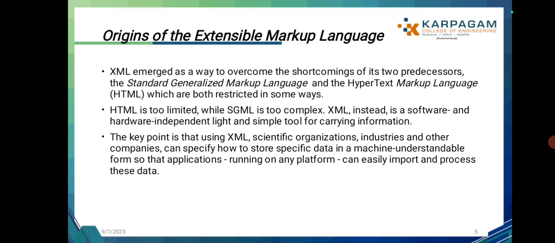Origin of XML. XML emerged as a way to overcome the shortcomings of its two predecessors. One is SGML and another one is HTML. Both are restricted in some ways. HTML is too limited, whereas SGML is too complex. XML instead is a software and hardware independent, light and simple tool for creating information.